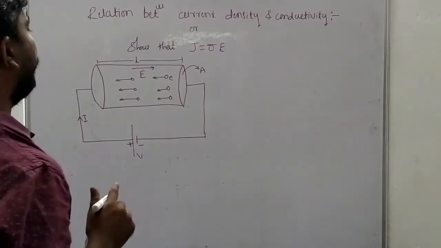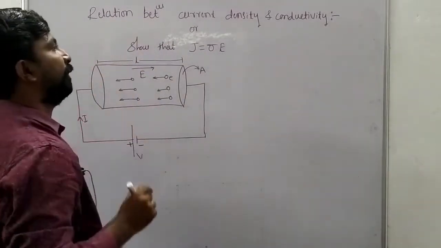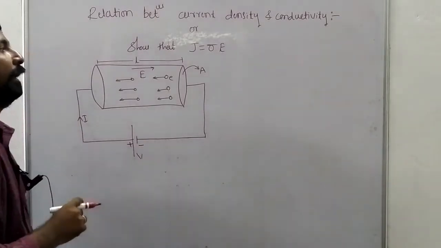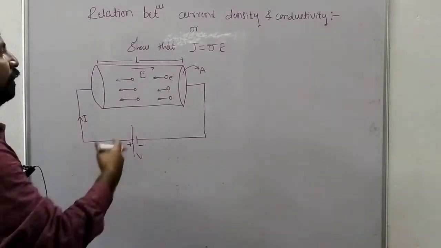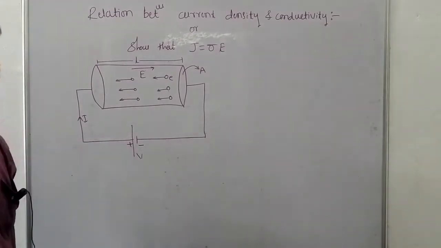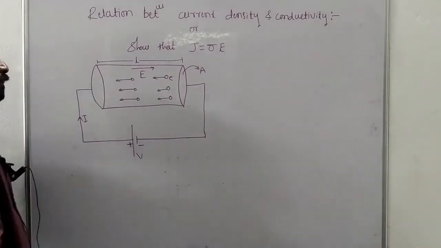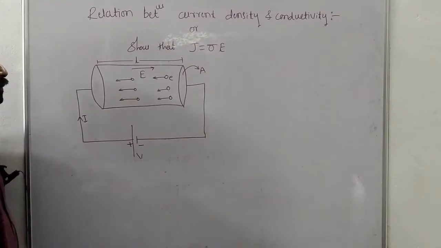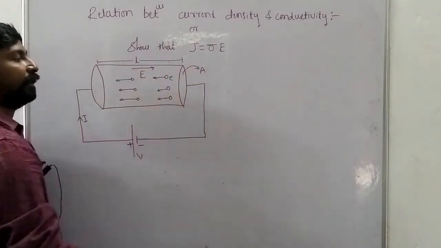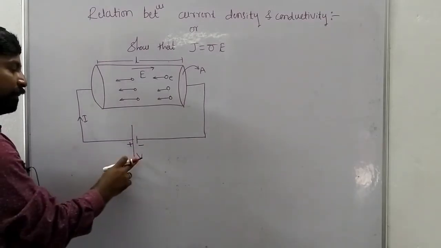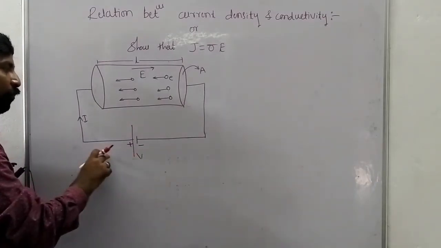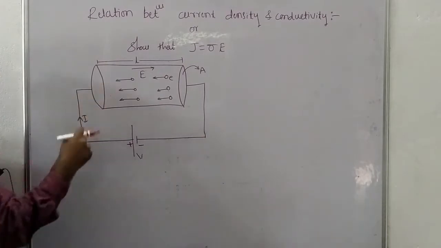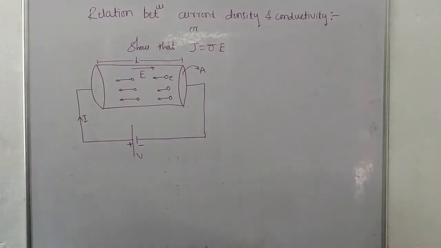So the next important concept is the relation between current density and conductivity, which shows that J is equal to sigma E. Consider a conductor of length L having cross sectional area A, across which a potential difference V volt is applied, then current is flowing through it, as shown in the diagram.